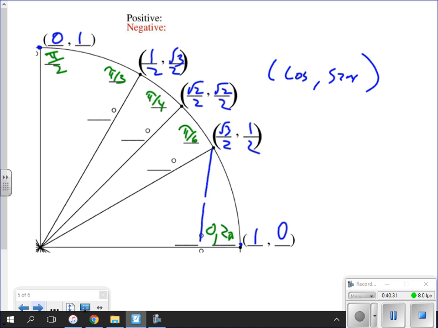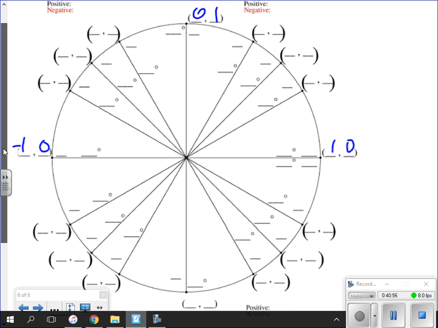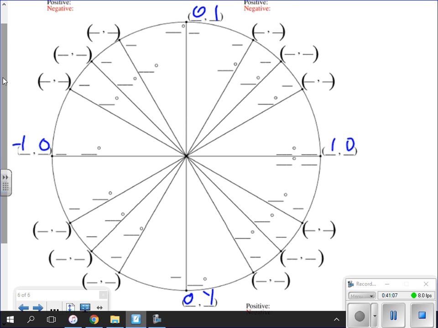If you get this first quadrant, the rest of it's a piece of cake to fill in. Absolutely, positively, the rest of it's a piece of cake to fill in. These 4 points going around are really easy: 1, 0; 0, 1; negative 1, 0; and 0, negative 1. Because when I'm going around a unit circle with a radius of 1, those are the easy ones to get.